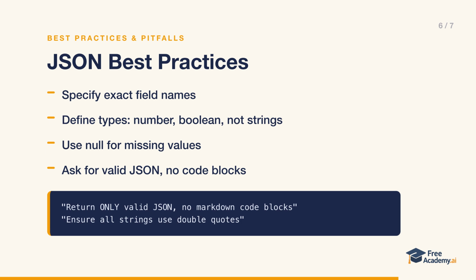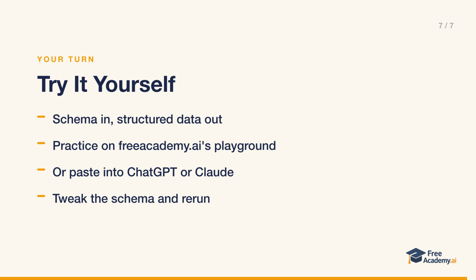Ask for only valid JSON with no markdown code blocks and require double quotes on all strings. These also prevent the most common pitfalls: code blocks wrapping the JSON, trailing commas, single quotes, missing fields, and wrong types. Spell out what you want, and the output stays clean and parsable. Here's the big takeaway. JSON output makes AI responses programmable and integrable into any application. You give the AI text, hand it a clear schema with named fields and types, and you get back structured data you can drop straight into your code, including nested objects and arrays when you need them.